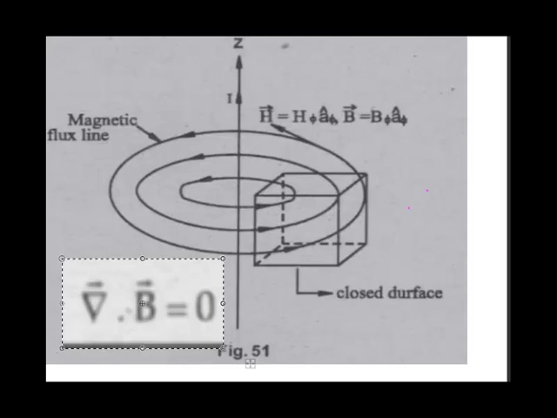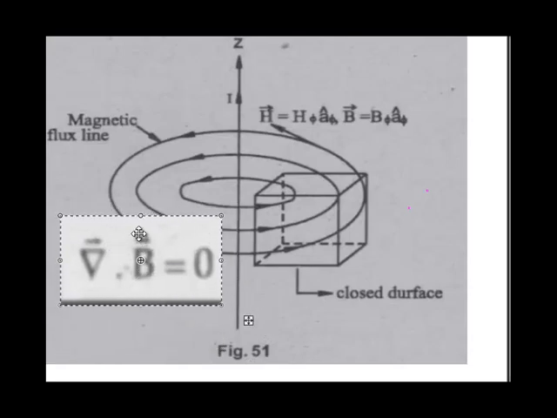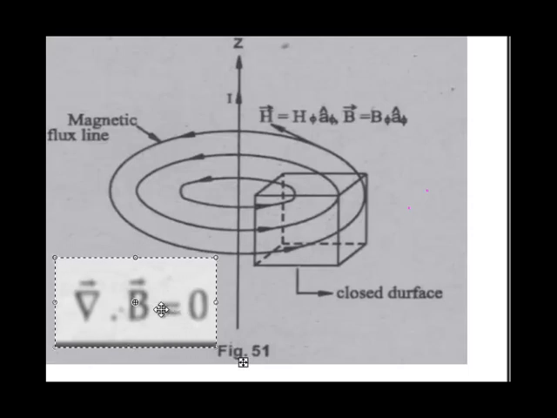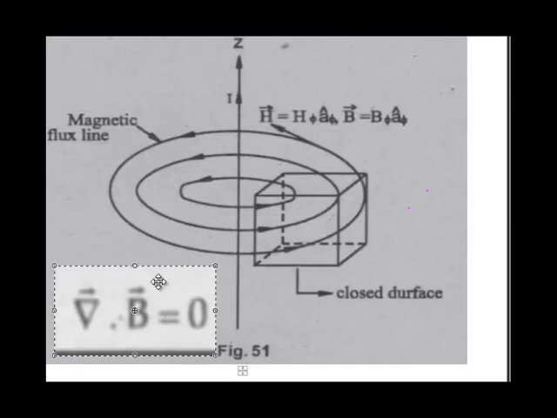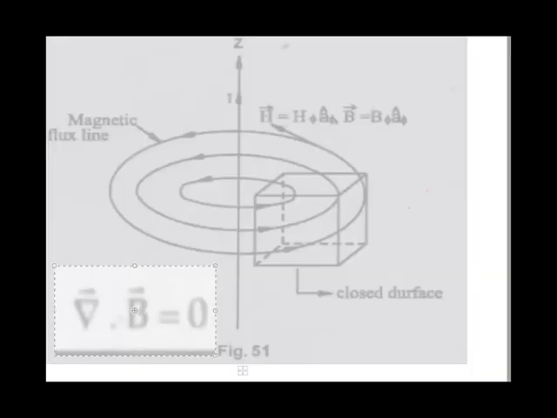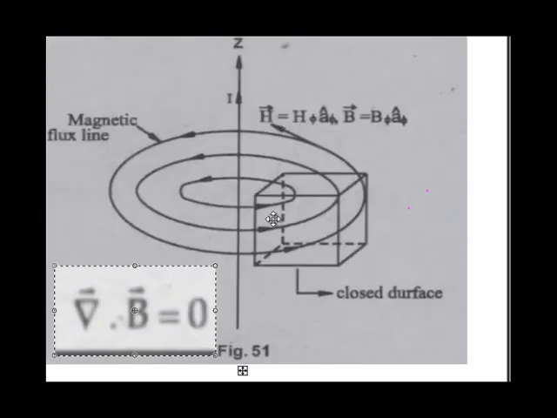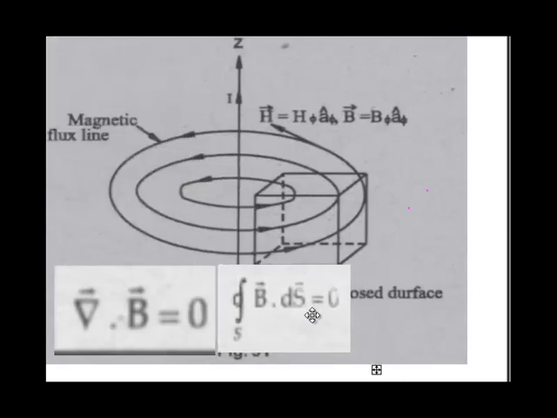So this is about the magnetic field intensity. Then, let me revise this. This del dot B is the differential form of magnetic flux density, and the integral form of magnetic flux density is the integration of B dot ds, which is also 0. So let me put that formula again. It is the integral form and this is the differential form. Both forms result in 0.